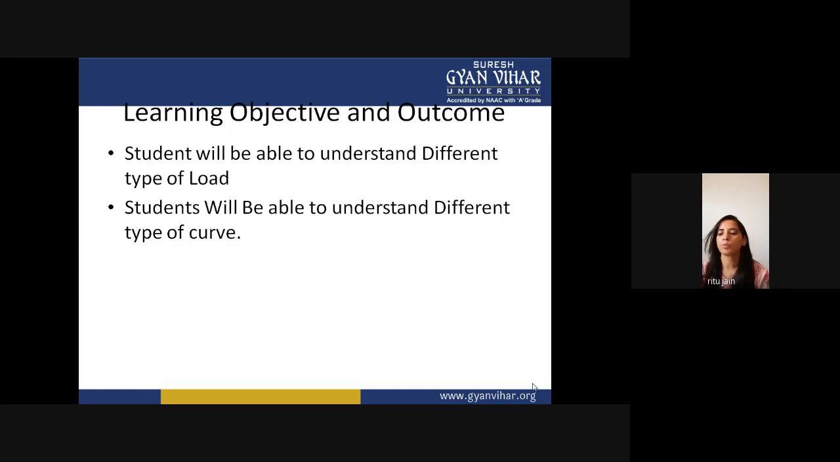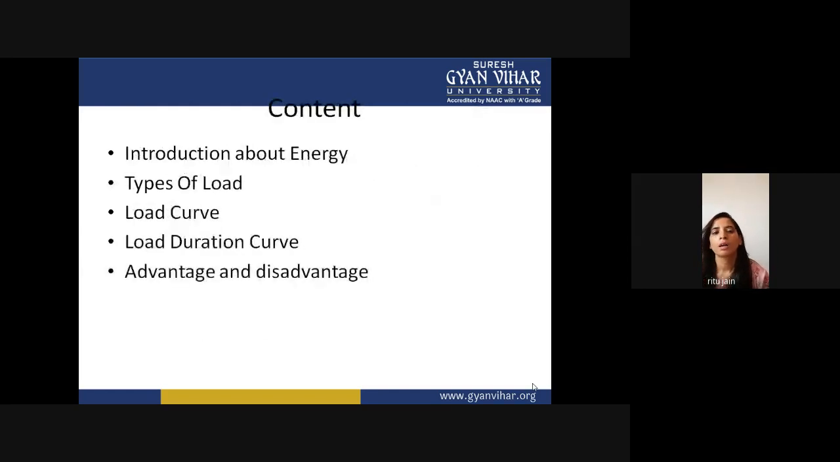So let's come to the point: what is load, and what are the requirements to identify the load in the generation process. Before going on, I think we must understand the content of this lecture. The content is: first, an introduction about energy, types of load, load curve, load duration curve, and advantages and disadvantages of load curve.